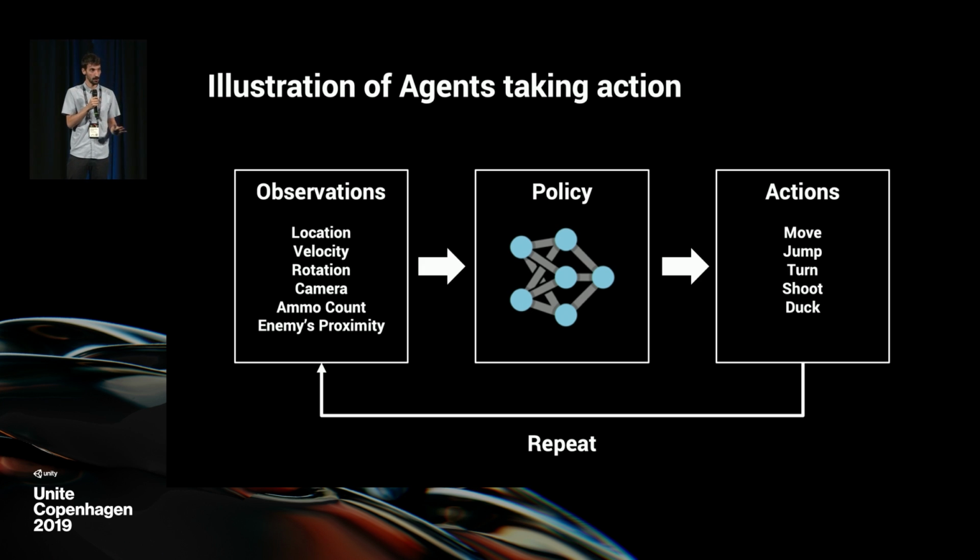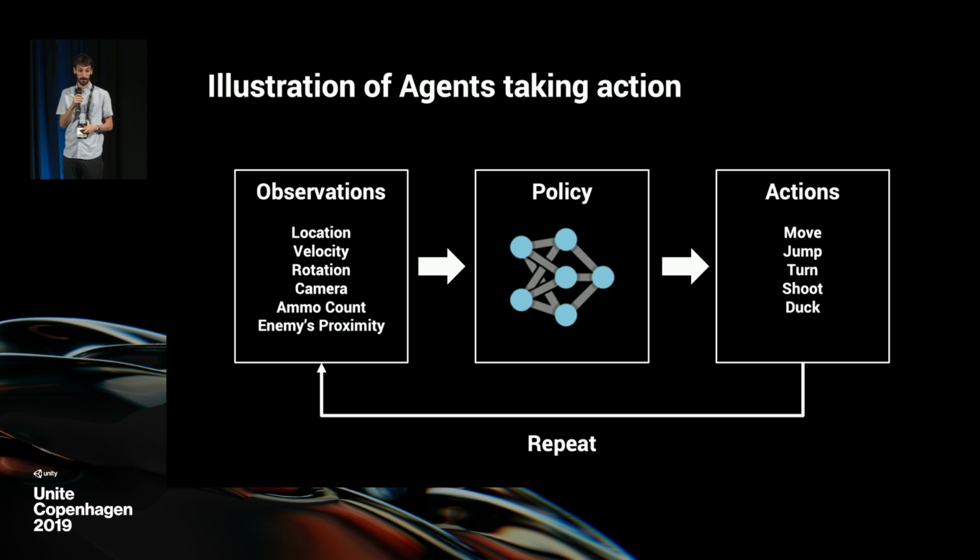So then the agent collects all that information and passes it to the policy. The policy here is a neural network. The policy will determine what the next action to take is, and then will give that action to the agent to be performed. An example of an action could be move around, jump, turn if you have to change your orientation, shoot, and maybe duck if you want to dodge something. And then you repeat this cycle.